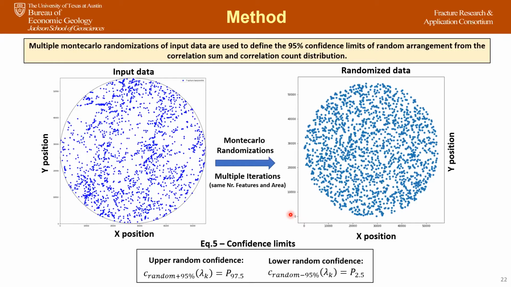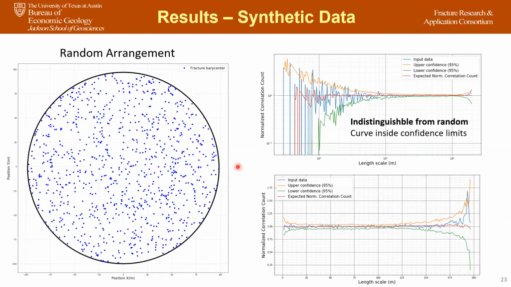And also, to calculate the confidence limits for a random arrangement of points in this circle, we take our input data, the same number of features, the same area of analysis, and we randomize it 100 times or 200 times, as many times as you want. We calculate the correlation count each time, and then you will have a distribution of correlation count for this random arrangement. And what you do is just plot the confidence limits as the P97.5 and the P2.5 from that distribution. That will give you 95% confidence for that random distribution, right? And that's exactly what we did for this pattern here.